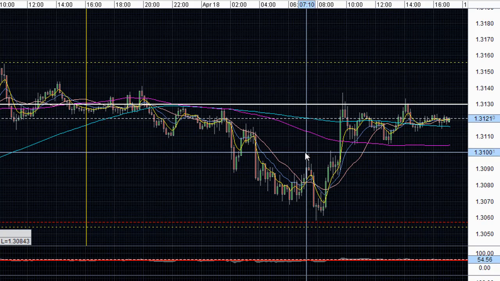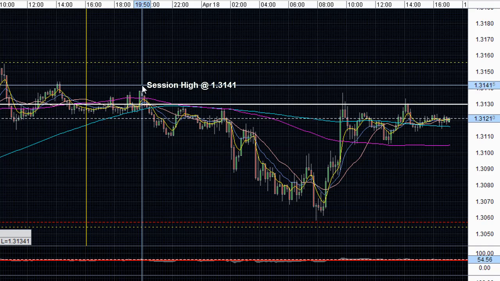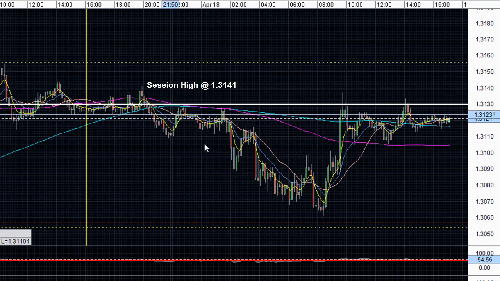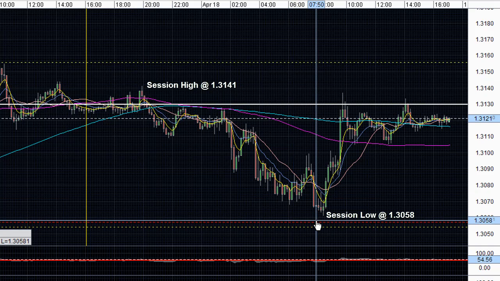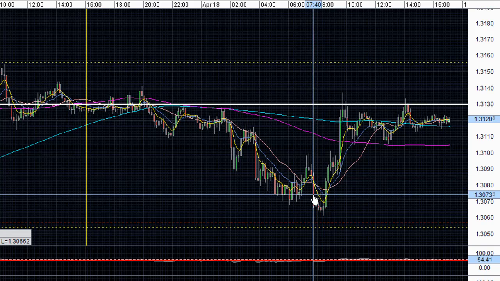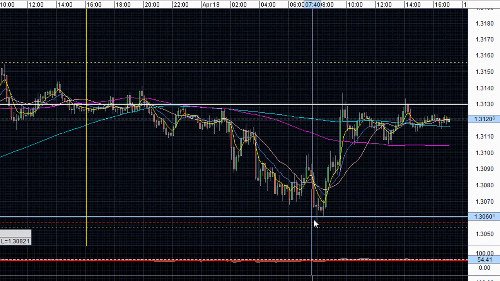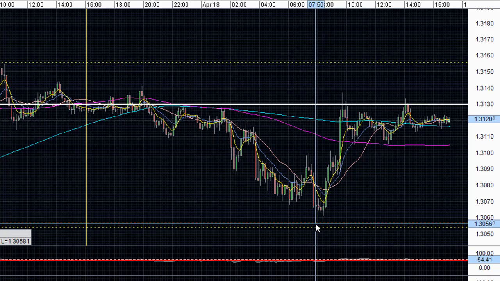I think the pair had only traded within an 83 pip range from the session high here at 31.41 down to the session low here at 30.58. So if you were looking for an opportunity to trade the Euro US dollar pair today, then you could have done so if you were up at this time prior to the U.S. market open. You could have done so when price had reached the support at 30.58.